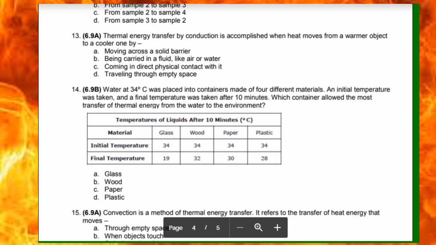Answer choice A, glass. Answer choice B, wood. Answer choice C, paper. Answer choice D, plastic.